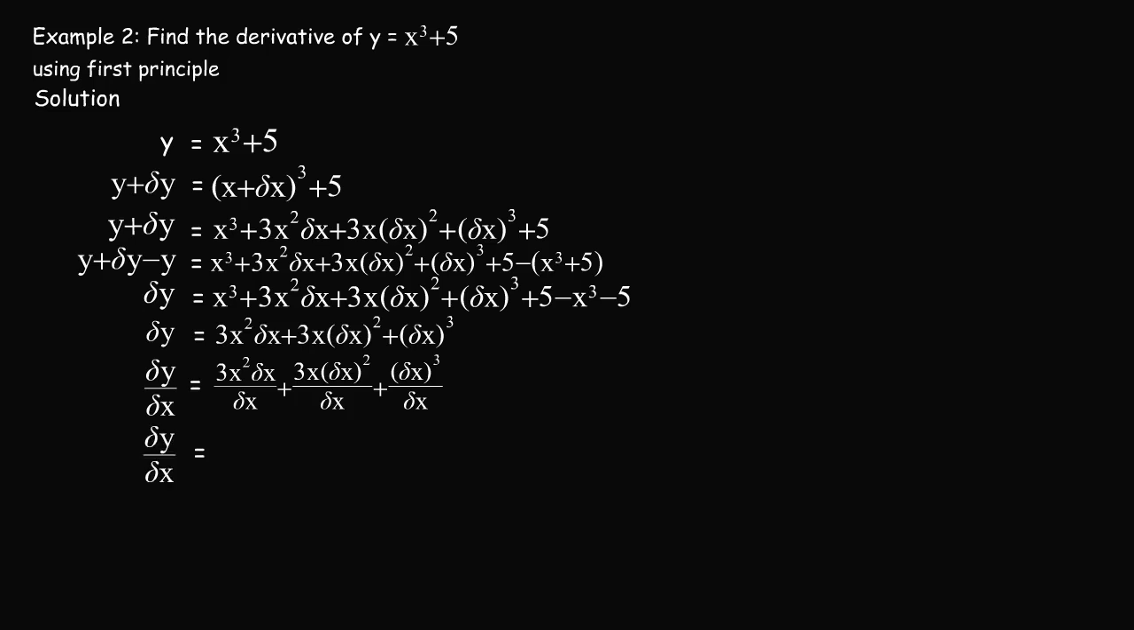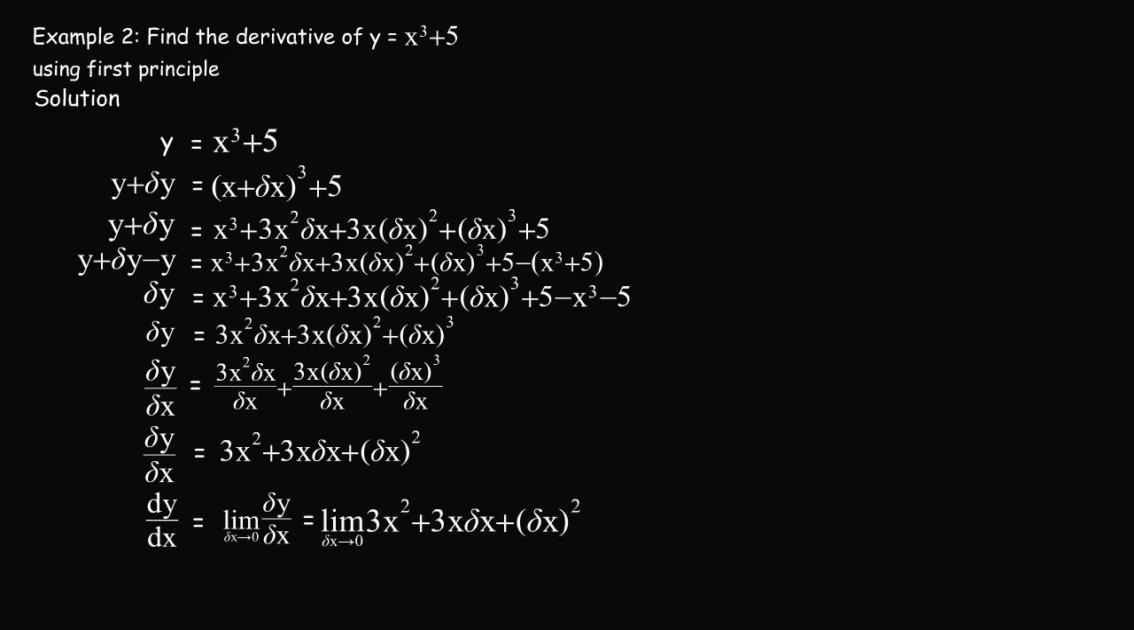Simplifying, delta y over delta s will be equal to 3s squared plus 3s delta s plus delta s squared. At this point, we are going to find our dy over dx, which is equal to the limiting value of delta y over delta s as delta s tends to 0, which is also equal to the limiting value of 3s squared plus 3s delta s plus delta s squared as delta s tends to 0. As delta s tends to 0, delta s will be equal to 0. So the part of our equation that still has delta s will equal 0. That's 3s delta s will be 0 and delta s squared will also be 0. So we are left with dy over dx equal to 3s squared.